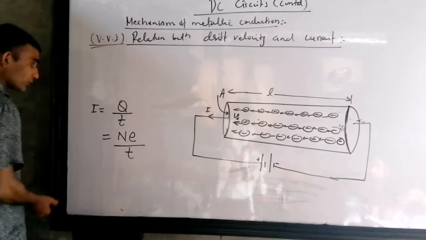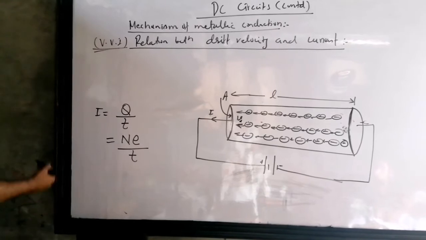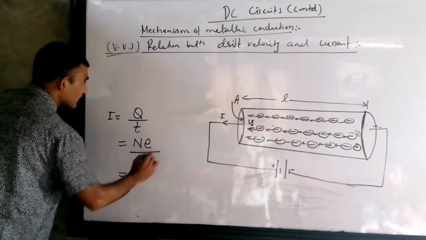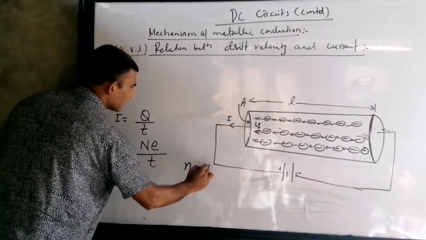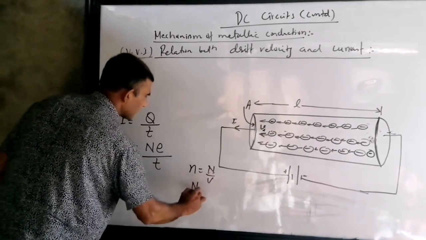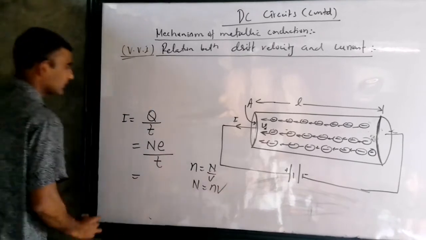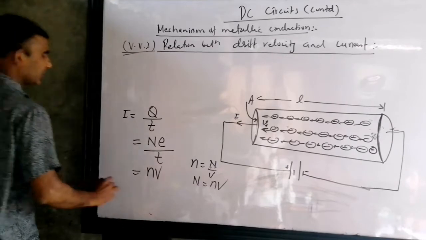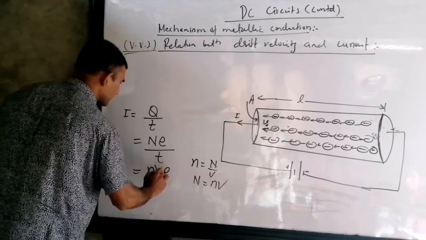I told you N is not known to me. If I don't know N, then I can calculate it. How can I calculate it? I told you small n is the number of electrons per unit volume, so capital N will be equal to small n times the volume, small n into A times L. Actually, this is capital A.